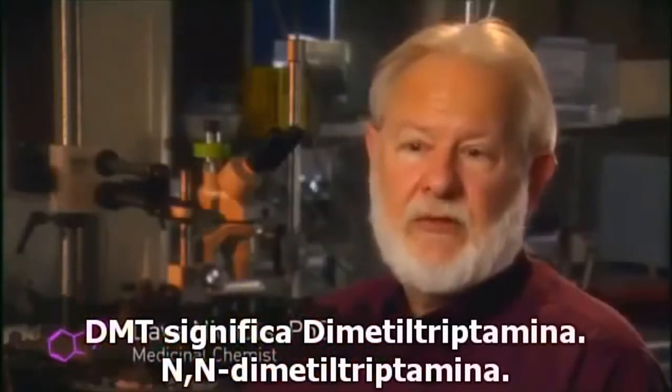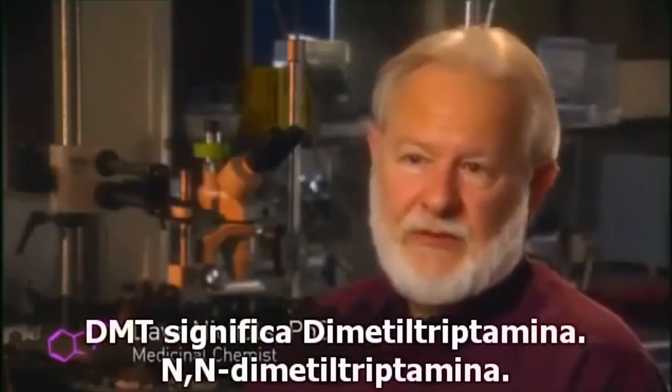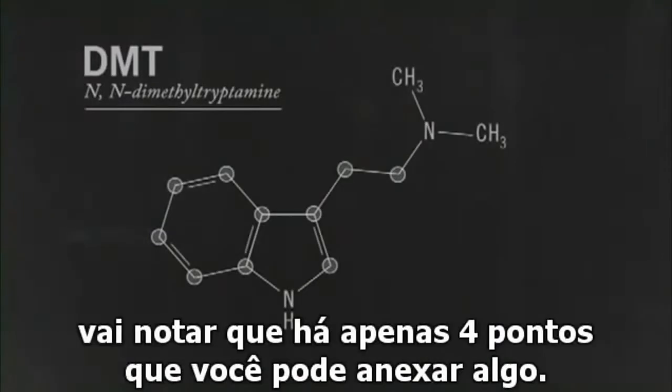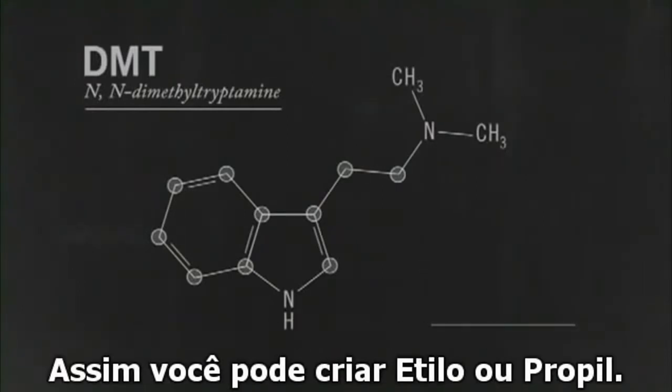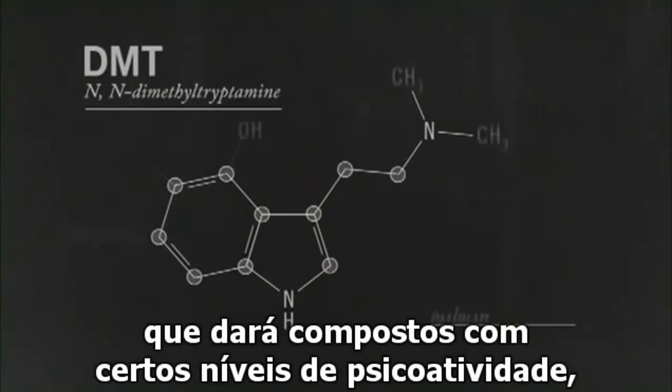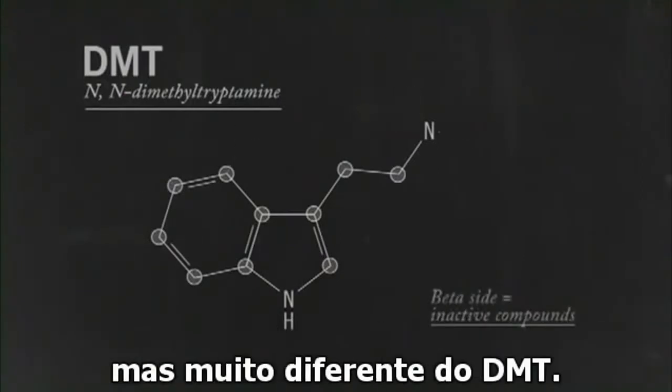DMT stands for dimethyltryptamine, N,N-dimethyltryptamine. If you actually look at the ring structure of DMT itself, you only have really 4 positions that you can attach things to. So you can make diethyl or dipropyl. There are some other types of carbon chains you can attach to that end that do give you compounds that have activity, but very different from DMT.